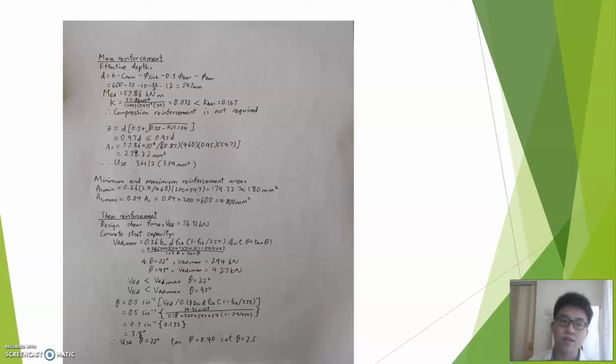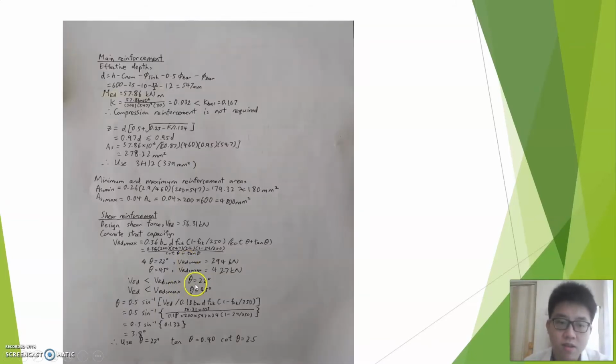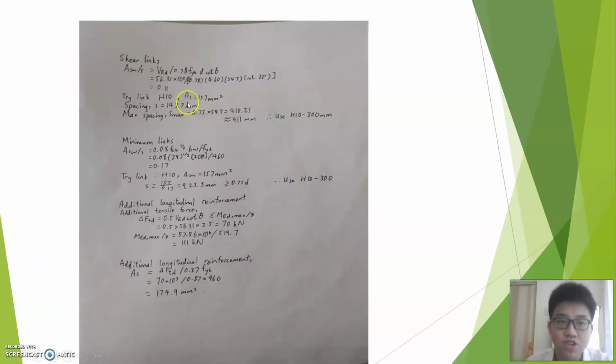For the main reinforcement, as we calculated, we use 3H12, which is 339 millimeter square. For the shear reinforcement, first we use the design shear force of 56.21 kilonewton, then we calculate and find that it is below the maximum, with theta equal to 22 degrees, so we use 22 degrees. For the shear links, we use H10 at 300 millimeter.